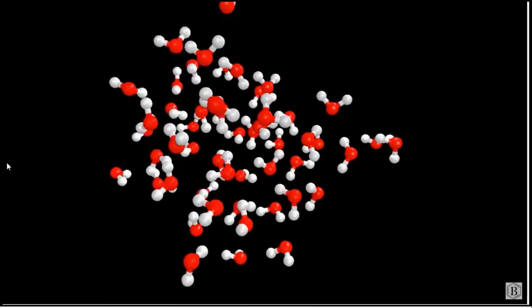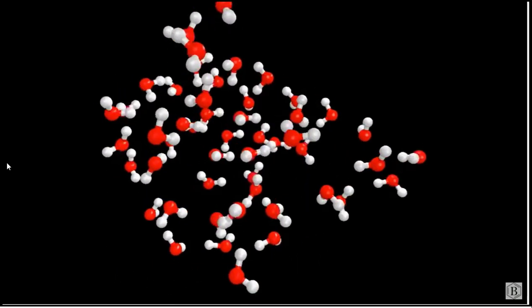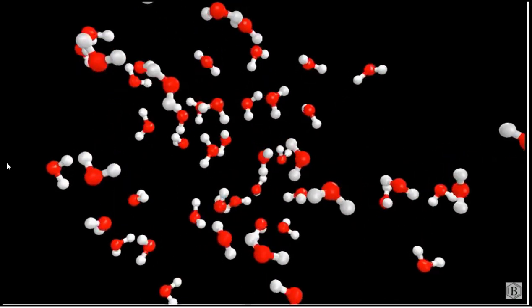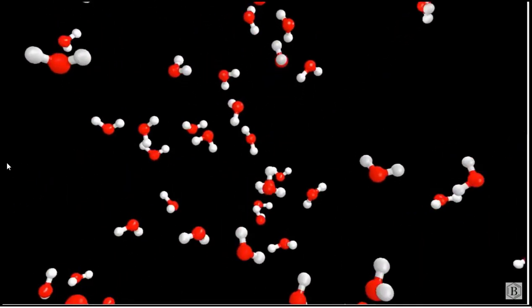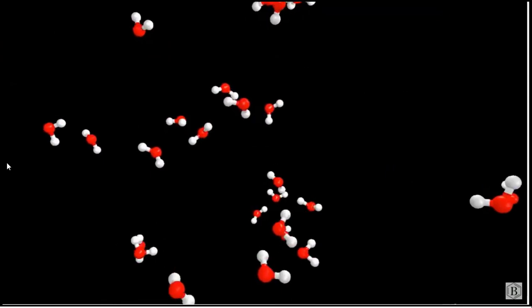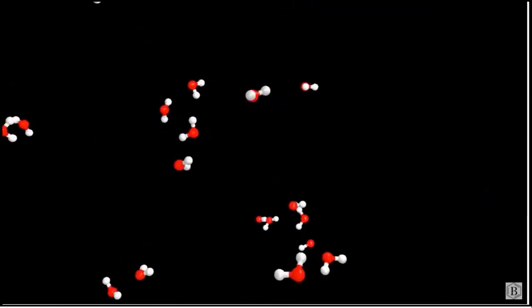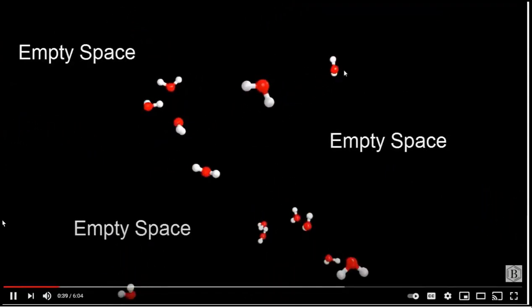Water molecules are always moving. When we add heat, they move faster. And if we add enough heat, they'll spread out and they'll form a gas. We call that gas water vapor. Note that there's nothing between the atoms here. The black is empty space.